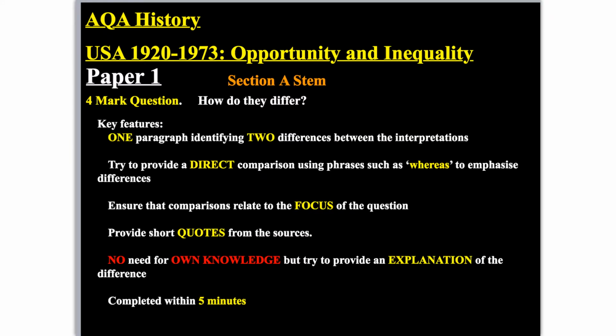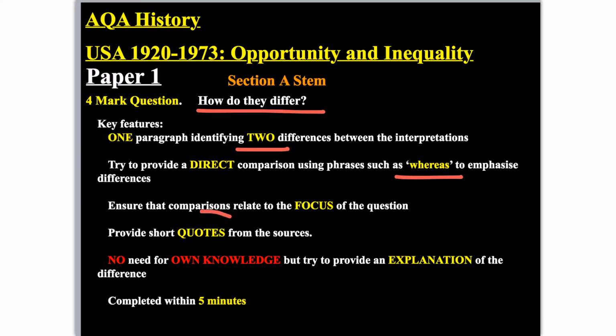So just to run through the key features of this particular type of question, the stem, as you can see at the start there, is focused around how do they differ, and by they mean the sources themselves. What you want to try and do, as it says there, is identify at least two differences between the two interpretations that you've got. You can separate this into 2 paragraphs or just do it in one, but the idea is to try and identify specifically 2 differences. In doing that, try to provide a direct comparison between the 2 interpretations. So you should be trying to use that phrase there, whereas, to emphasise the differences between the 2 parts.